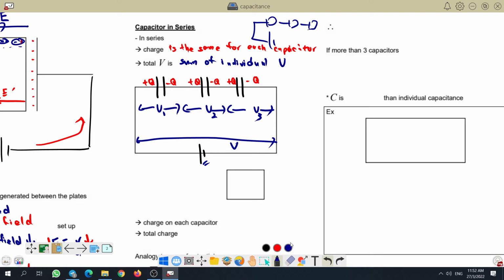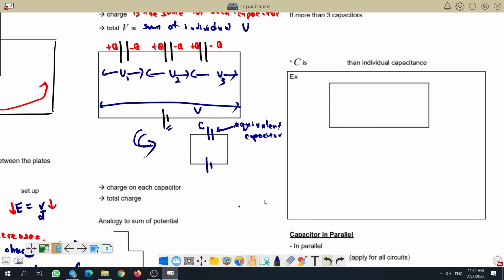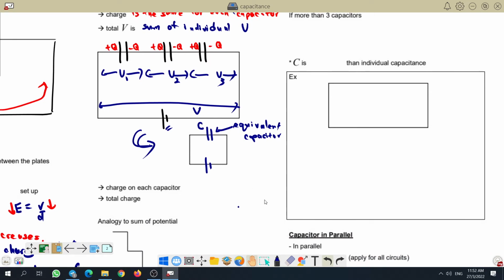So like capacitance, like resistor, we want to change this to a single capacitor, total C. But the actual word is not total, the actual word is equivalent capacitor. It means if we replace the 3 capacitors with one other capacitor, what is the capacitance of that capacitor which has the same effect? What is the capacitance of the capacitor that is equal to the 3 capacitors combined in this way?